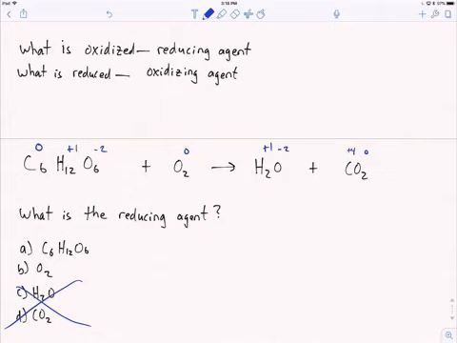Reducing agents deliver electrons. What is oxidized is the reducing agent. The oxidizing agents deliver oxidation, so they accept electrons. Oxygen takes electrons. It's the oxidizing agent. Other questions?